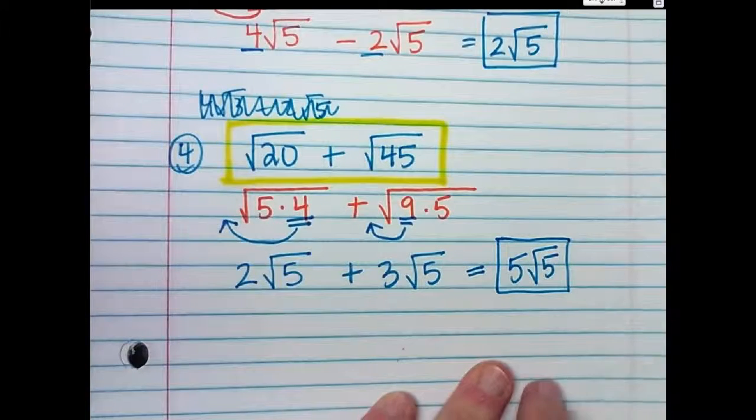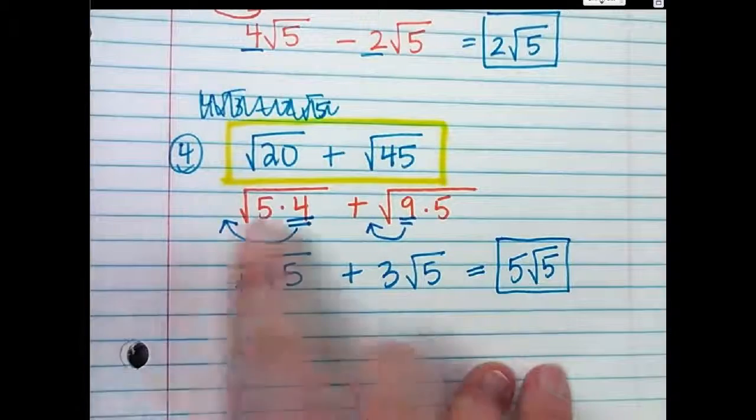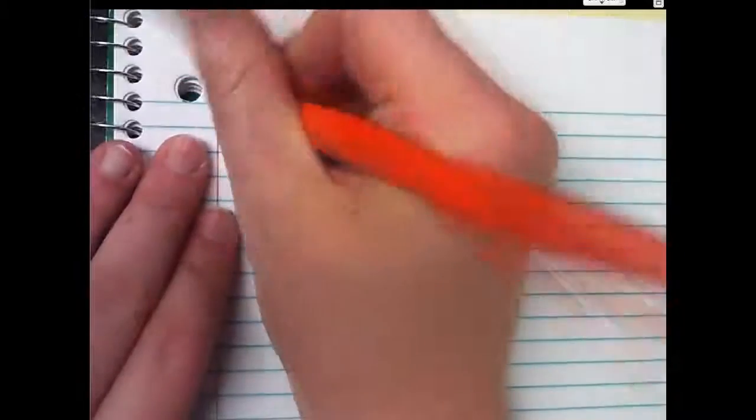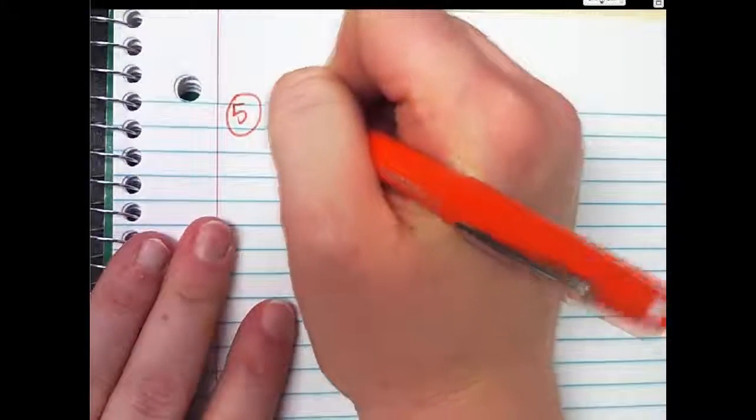Not horrible, right? If you're having trouble simplifying the radicals like this, then you definitely need to come see me, because otherwise you won't be able to do it today or tomorrow or Thursday for the test. Okay, number 5. I just have 2 more for you.